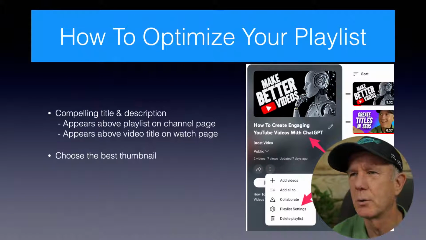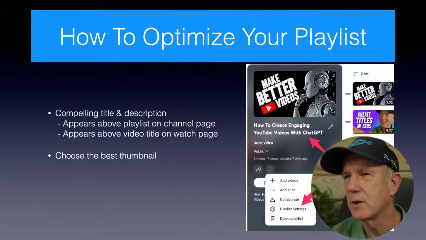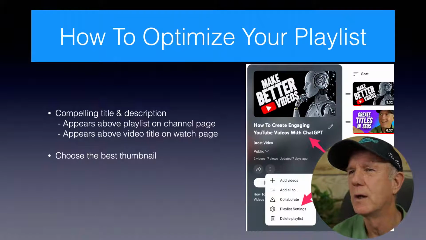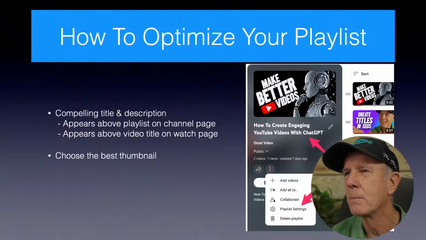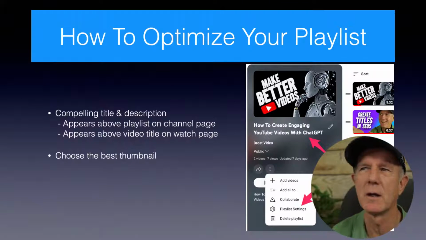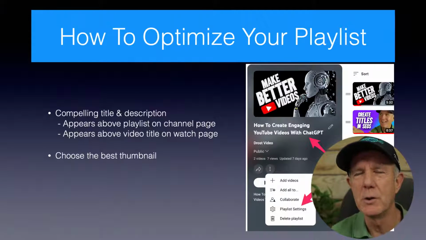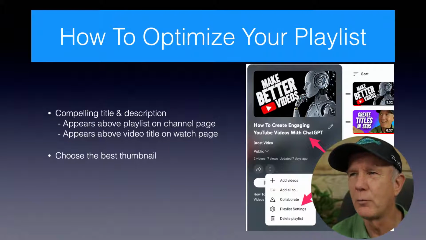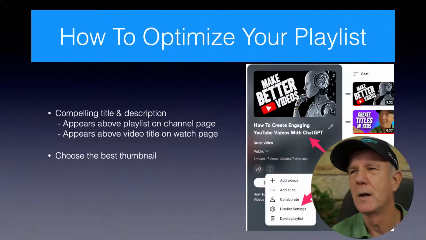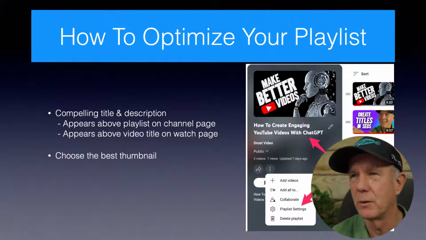Now, you also can go into your playlist settings. So here's a little diagram. Here's the title of this playlist: How to Create Engaging YouTube Videos with ChatGPT. And then I've got this video, make better videos, use this thumbnail. Then this is a shorts video, so you can even make a playlist of different shorts. But here I've got a long form video and I've got a shorts video in the playlist, so you can even add shorts if you didn't know that.